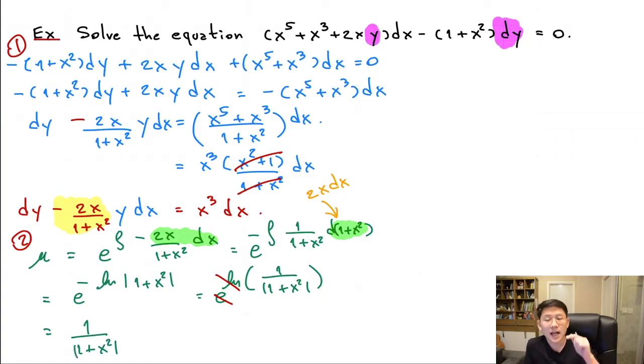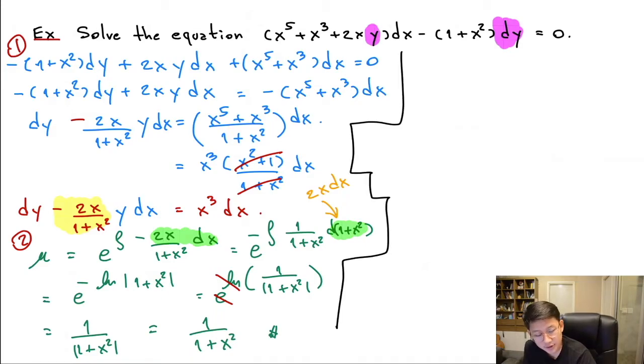But guys, x squared is positive. X squared plus 1 is still positive, so I can get rid of the absolute value. So it's 1 plus x squared, like that. And that is the second step.